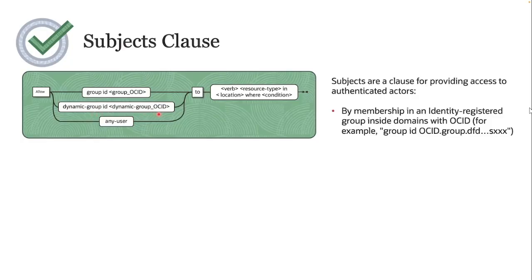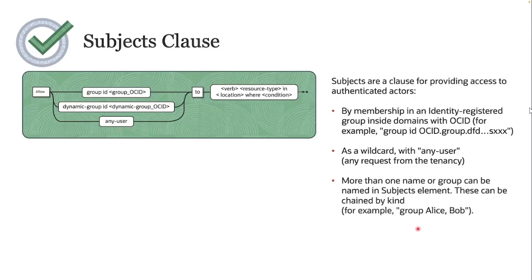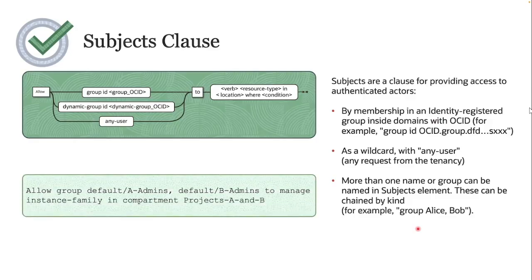You can also use a subject clause with something like any-user, which means anybody who is a part of that tenancy can actually do something. And again, there are use cases where you want to use a subject like that. And if you have more than one group with the same set of permissions, you do not have to write multiple policies. You can change them like you see in this example, group domain name/a-admin, domain name/b-admin, and so on. This way, a single policy gets applied to multiple groups.